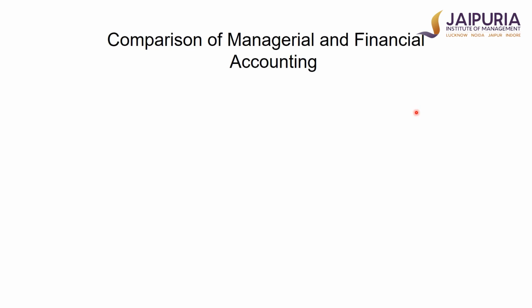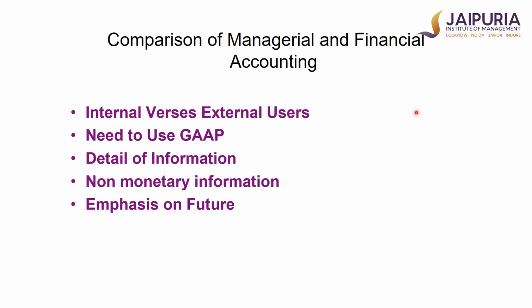The comparison between managerial and financial accounting. Managerial accounting is basically done for internal purposes, whereas financial accounting is for external use. In financial accounting, we make use of GAAP, whereas in managerial accounting, we do not refer to the GAAP principles. In financial accounting, there are details of information, whereas in managerial accounting, for internal and operational efficiency, the detailing is to be done.